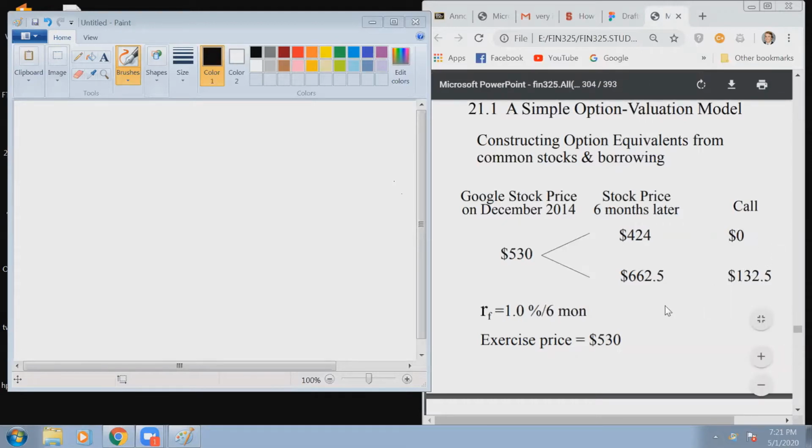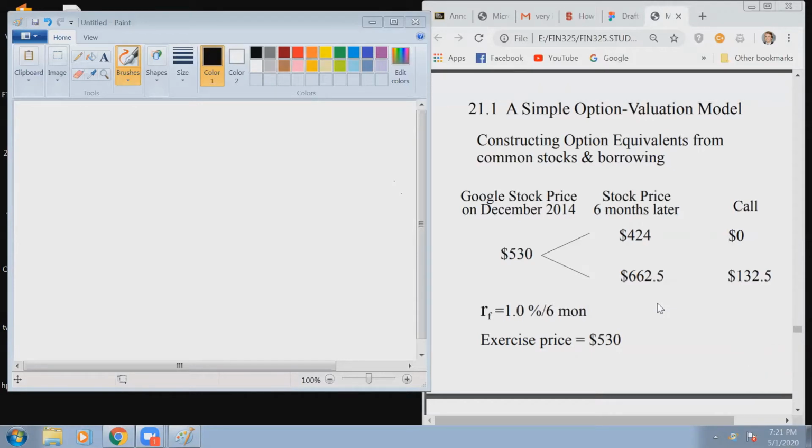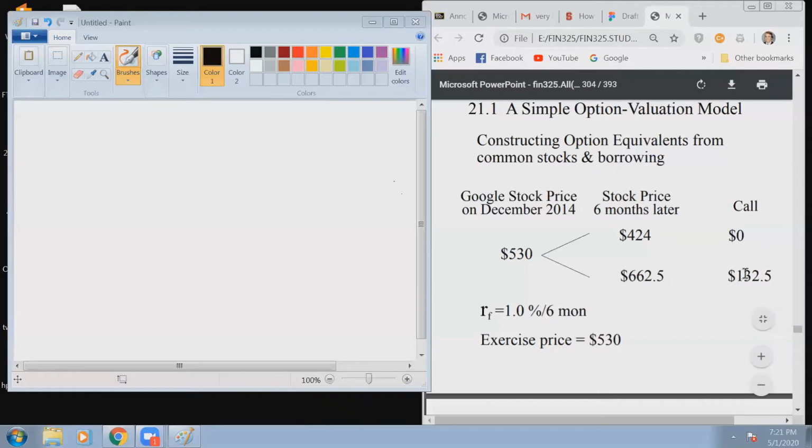In that case, the value of the call would be 0. In the other scenario, the upturn, as we like to call it, the other side of the downturn, the stock price is 662.5. The value of our call will be the difference between this stock price here and our stock price before, which is $132.5. That's the payoff of the call in this situation. We have our risk-free rate as 1%.